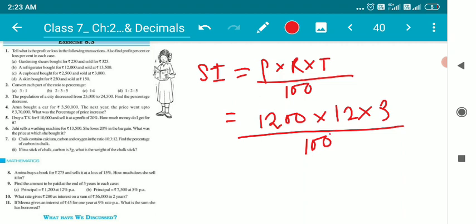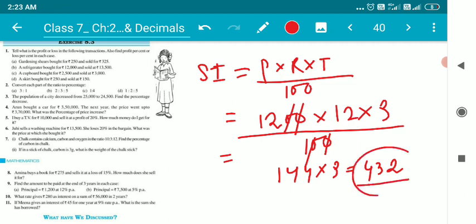So children, here the zeros will be cancelled. 12 12s are 144 into 3. So 144 into 3 is 432 rupees, which is the extra amount to be paid after 3 years if we take the loan of 1200 rupees. So this is the amount which I am going to pay extra.